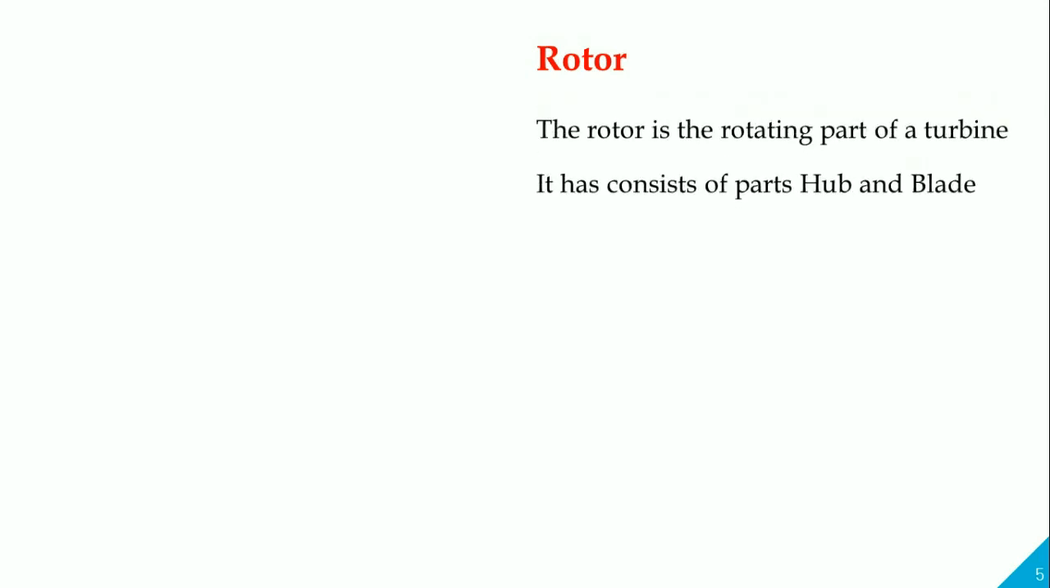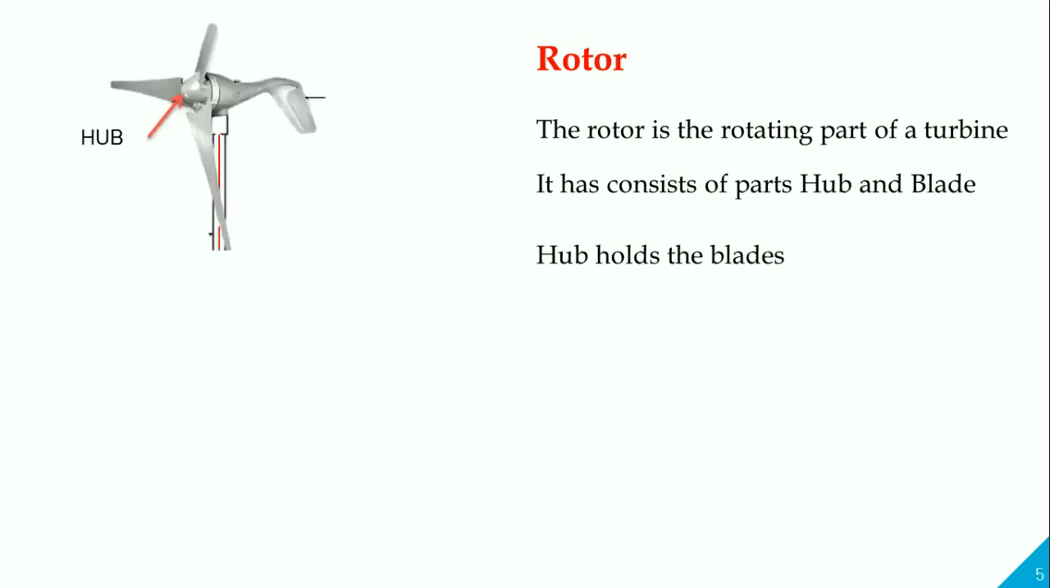The next important part is the rotor. The rotor is the rotating part of a turbine. Basically, it consists of two important parts: one we call the hub and the second is the blade. The hub holds the blades.